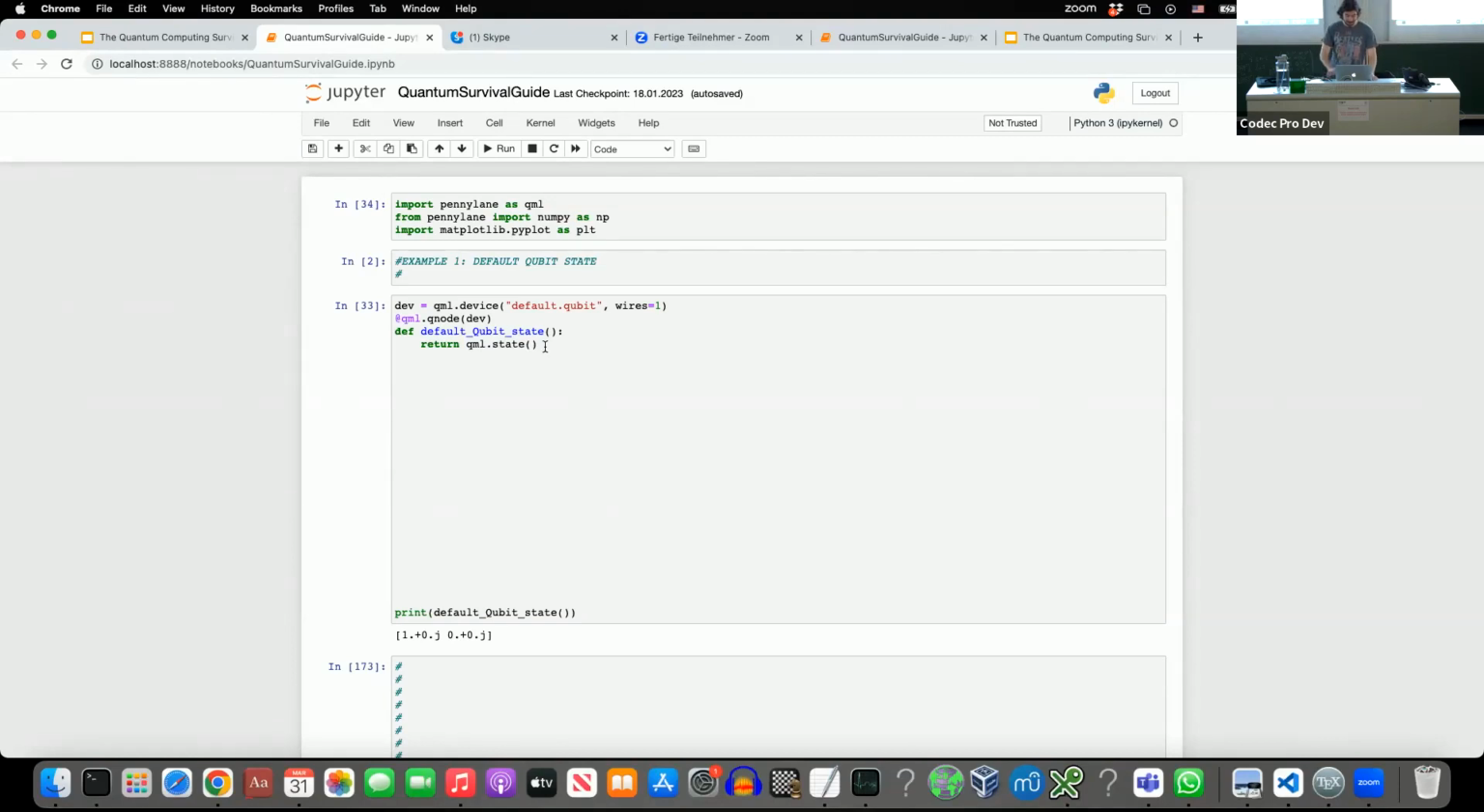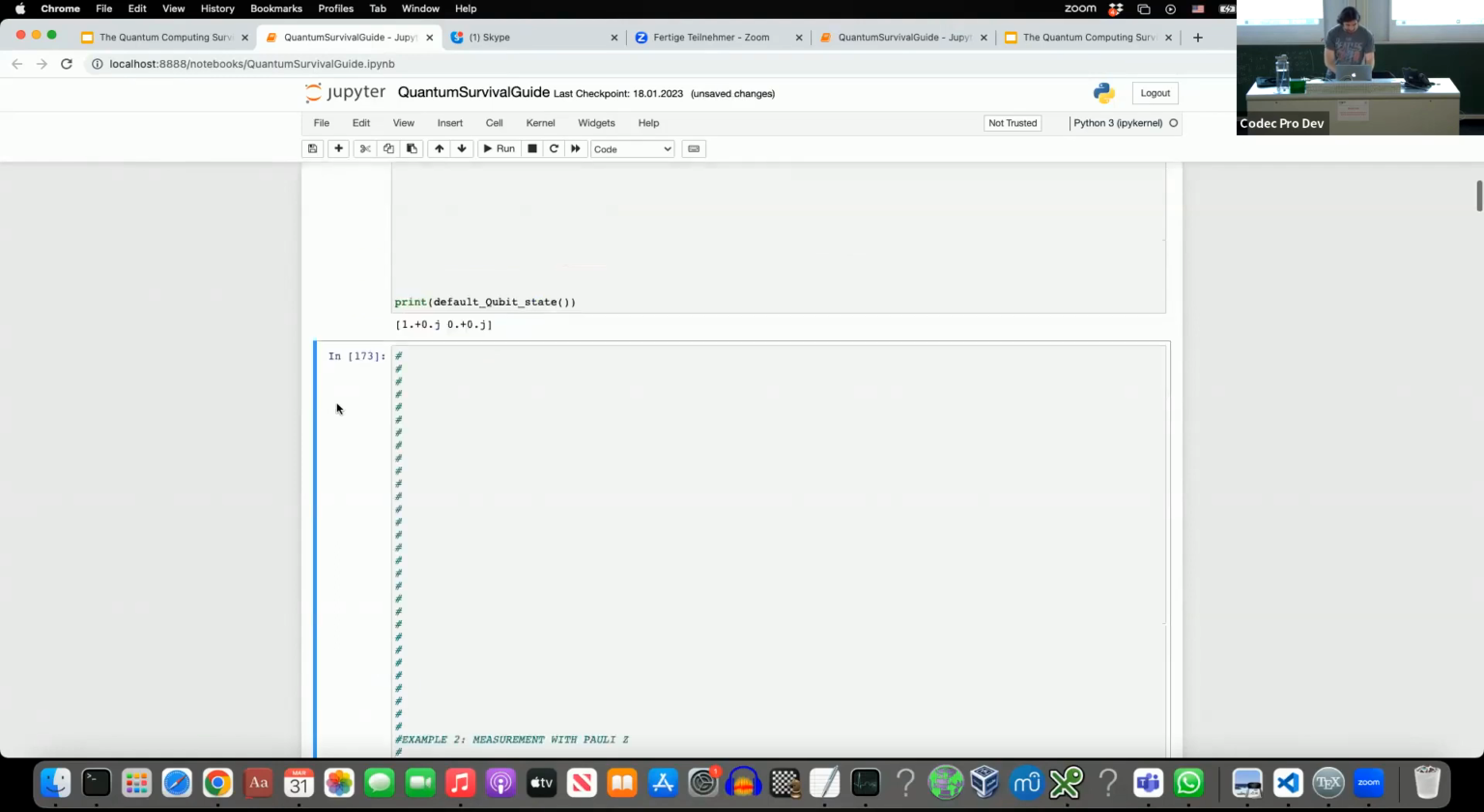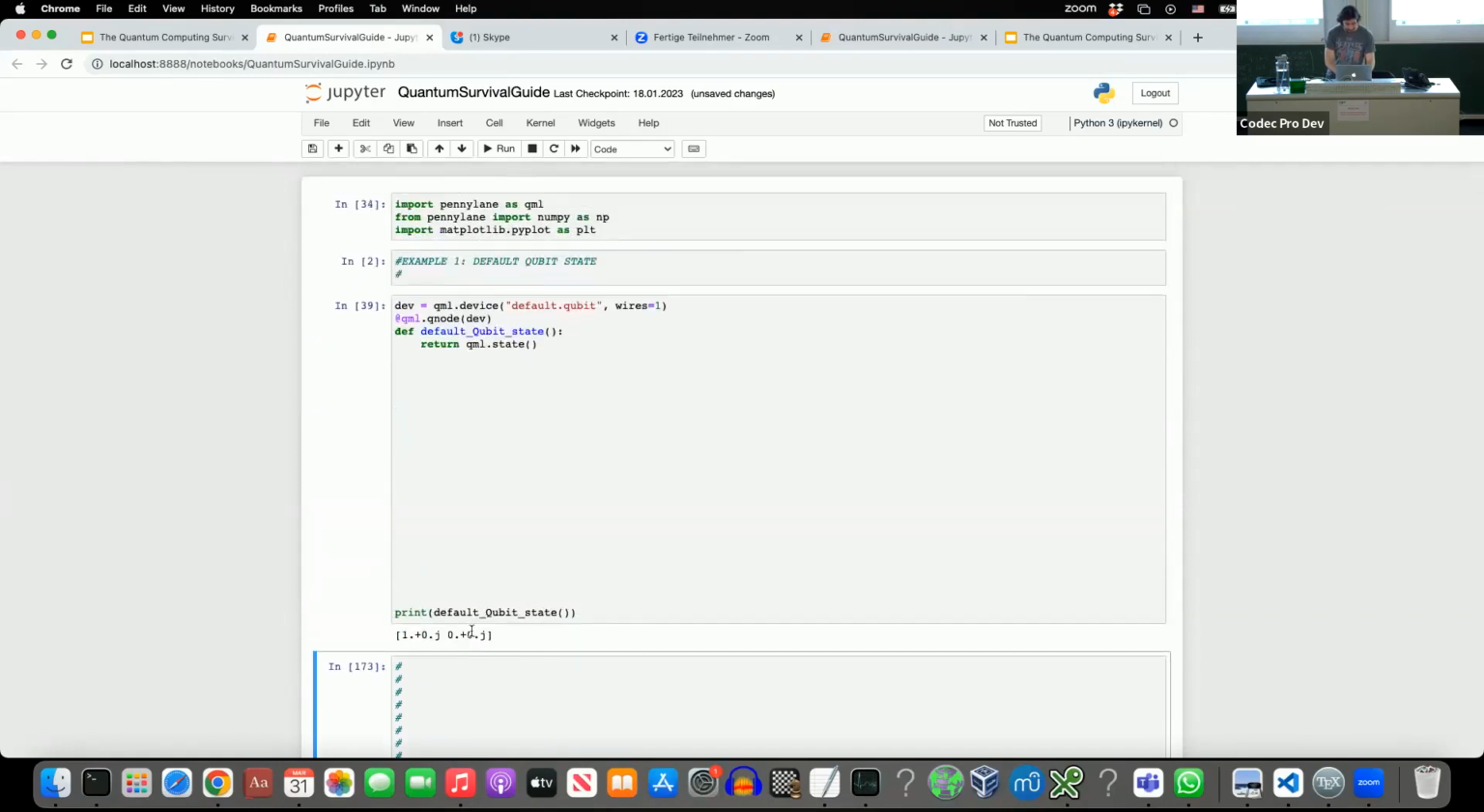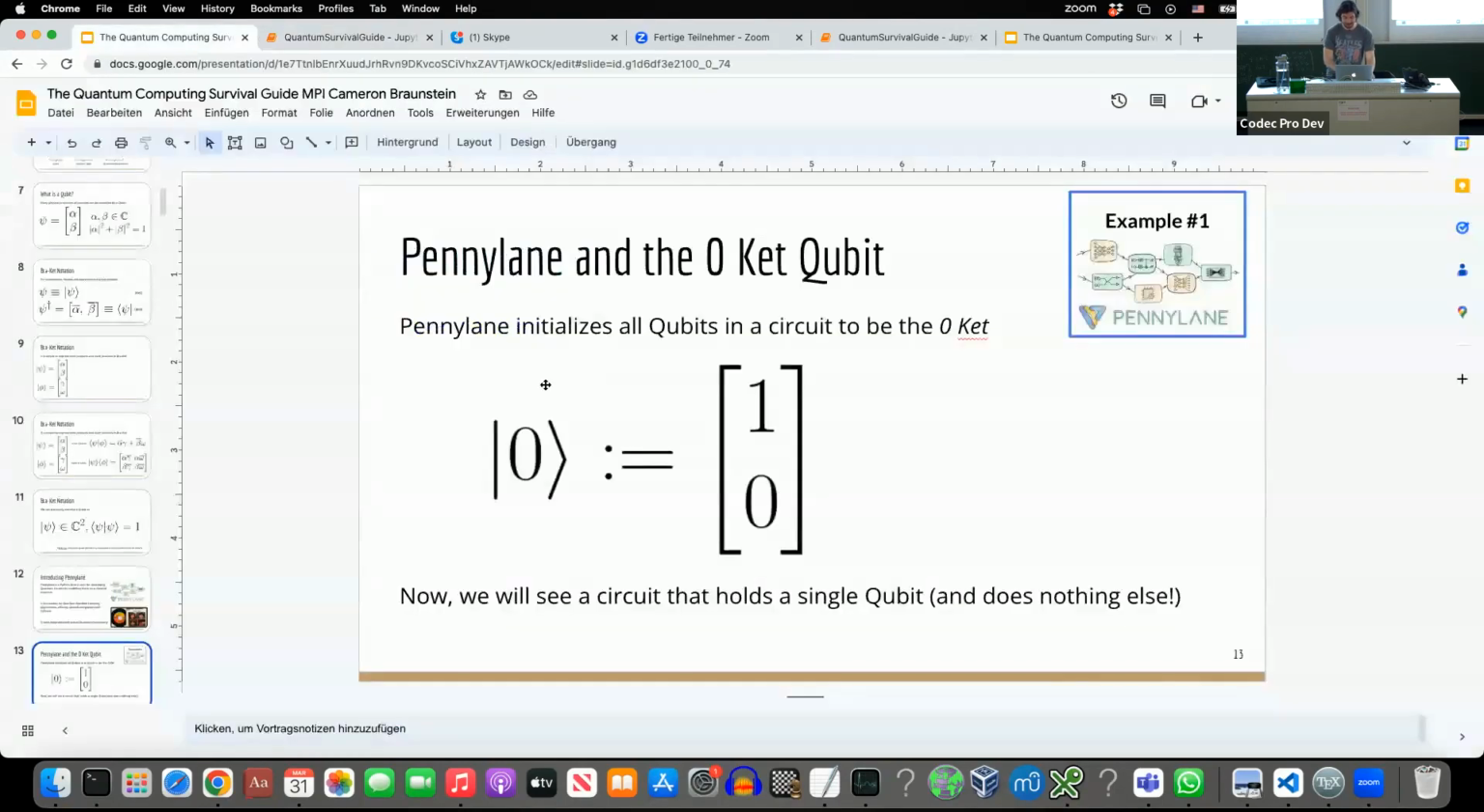As you see, I've already run this, and when I print out what this function returns, you can see that it is printing out a 2-entry vector. Here we have a 1 plus 0j, so 1 plus 0i, 0 in the complex entry, and then just 0 in the second entry. So Pennylane is working as we would like it to. It is just modeling the 0 ket by default.